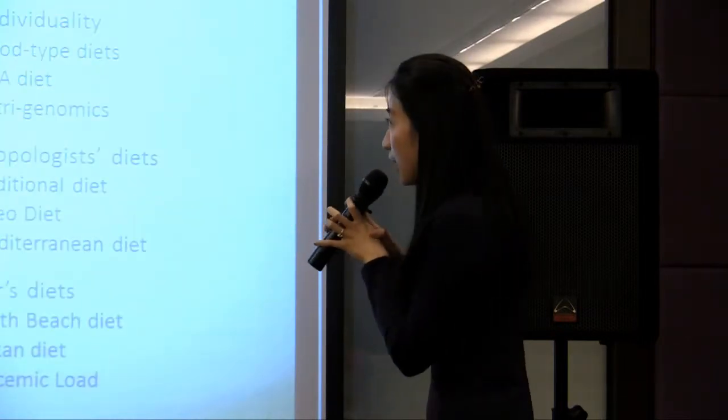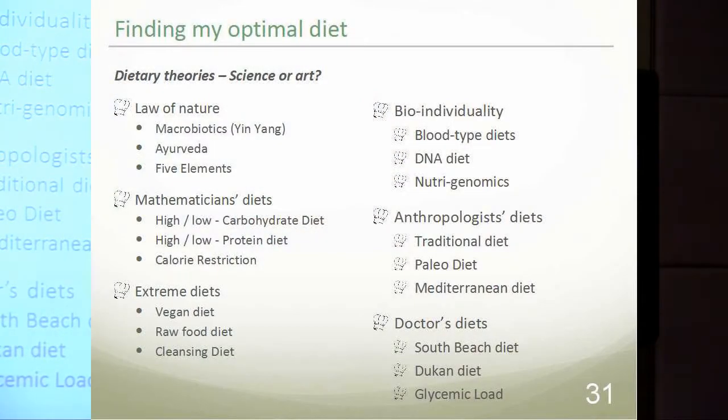Okay. I have mentioned that for people who are interested in both food and nutrition, you really want to start considering what is the optimal diet. After I quit my job, I spent a lot of time learning all kinds of dietary theories. I found that studying dietary theories, they may be science, but for me it's more a kind of art, because a lot of dietary theories really contradict each other.